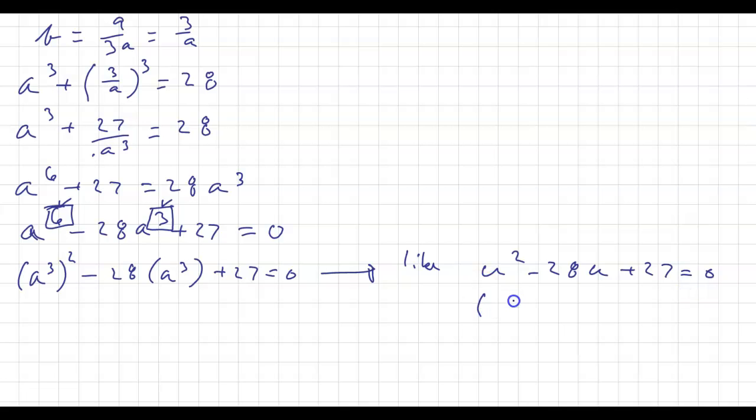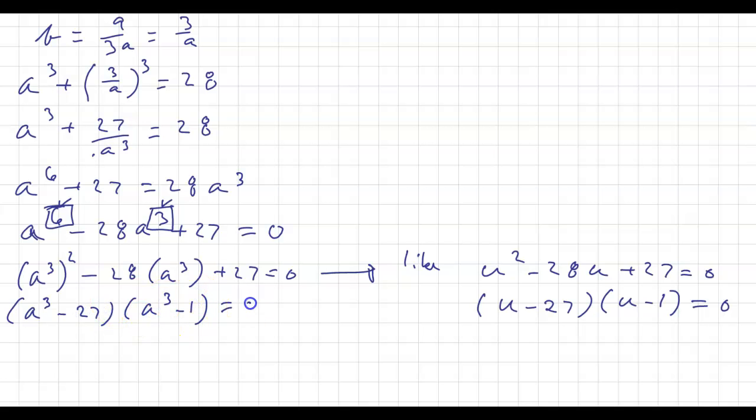Now, quadratic equations sometimes can be factored. In this case, it can. So if we can factor it, we might as well. a cubed minus 27. So a cubed equals 27, a equals 3. Or a cubed equals 1, a equals 1.